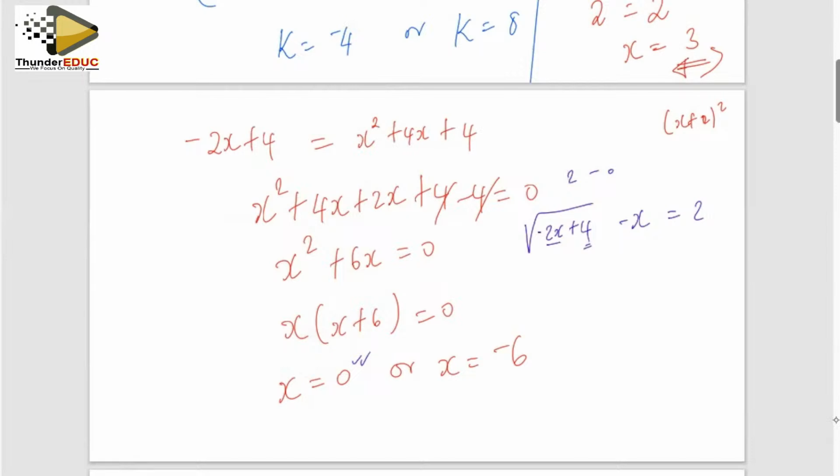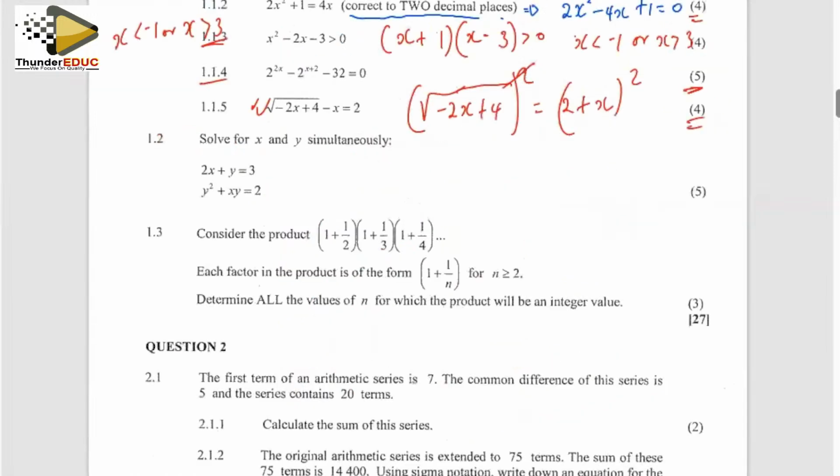Let's try the negative 6. Negative 2 times negative 6 is going to be positive 12 plus 4, which is 16. The square root of 16 is 4 minus a negative 6, which becomes a positive, which is going to give us 10. 10 is not the same as 2. So this one is out or not applicable. Just cross it out or put NA, not a solution. All right, we've done the testing, so we qualify to get all the 4 marks.